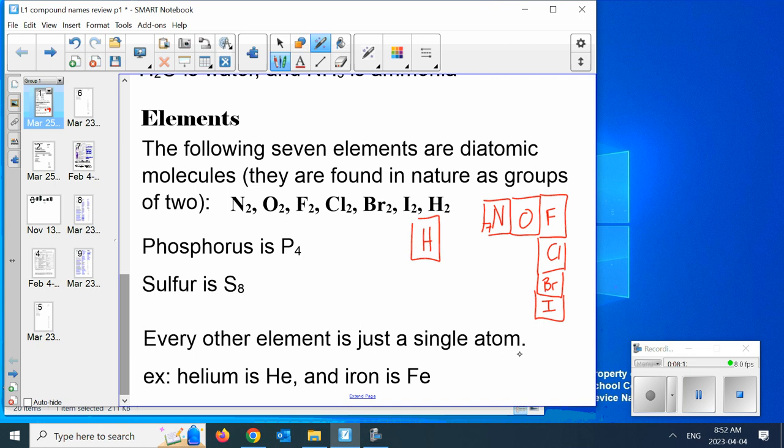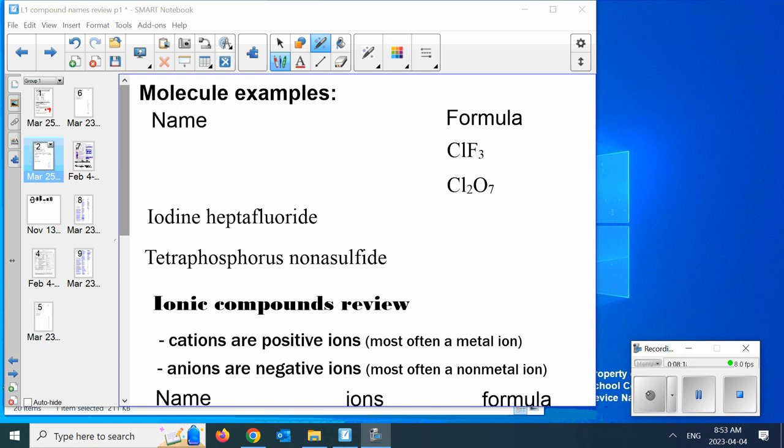So I gave those examples. Okay. Any questions at this moment? Is this all reviewed? Examples of molecules. I have a little mini chart here, so take a look at this.